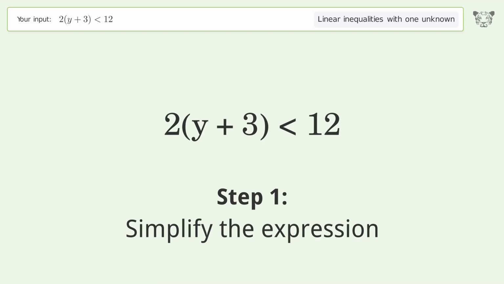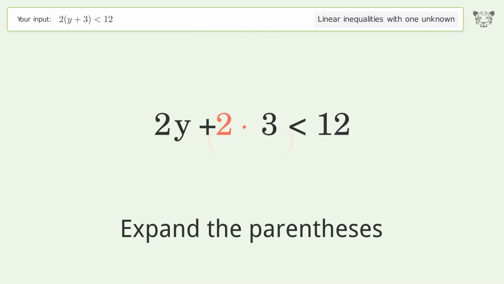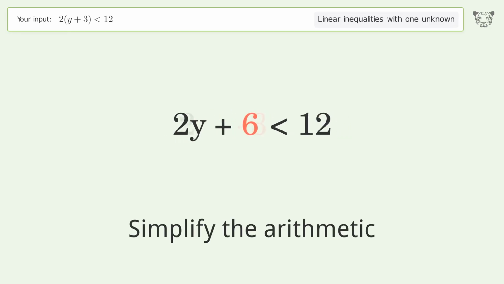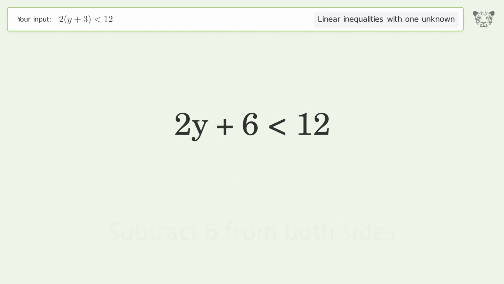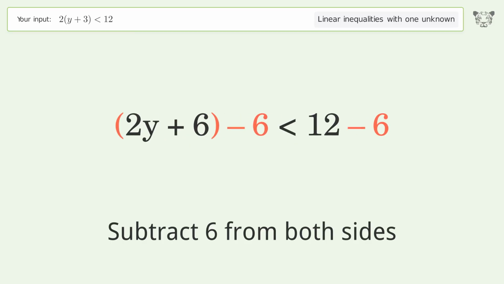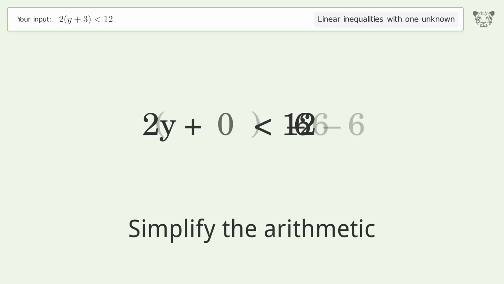Simplify the expression. Expand the parentheses. Simplify the arithmetic. Group all constants on the right side of the inequality. Subtract 6 from both sides. Simplify the arithmetic.